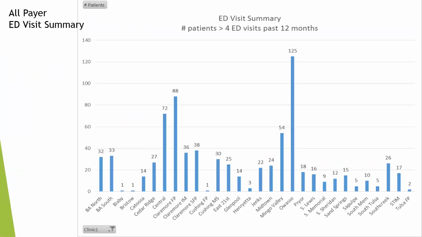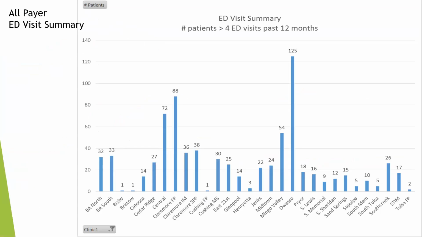So that's good. If you don't see your name on the bottom of this list, you didn't have any patients that met this criteria. And some of you, as you can see, Owasso, Claremore Family Practice, and Central have some pretty good numbers, Mingo Valley. We want to take a look at those. This is for all payers. I want you to keep that in mind.